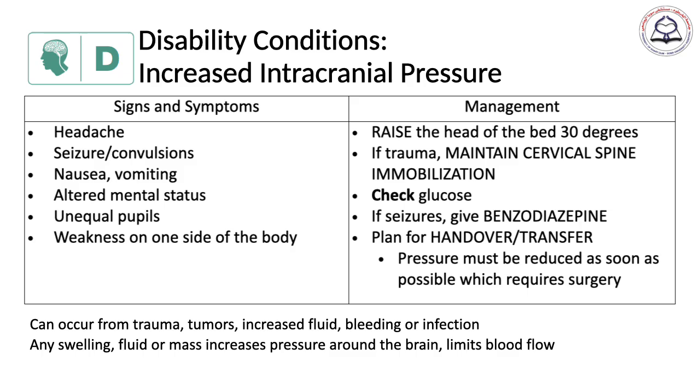Disability condition: raised intracranial pressure. This can happen in patients with trauma, those with intracranial bleeding or tumor. This patient can present with headache, seizure, convulsion, nausea, vomiting, altered mental status, unequal pupils, and sometimes weakness in one side. When raised intracranial pressure is suspected, raise the head of the bed to 30 degrees. If there is trauma, stabilize the cervical spine. In this patient, when you are suspecting hypoglycemia, you have to check and treat.